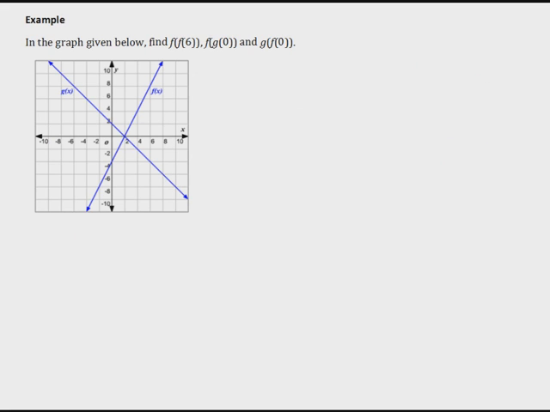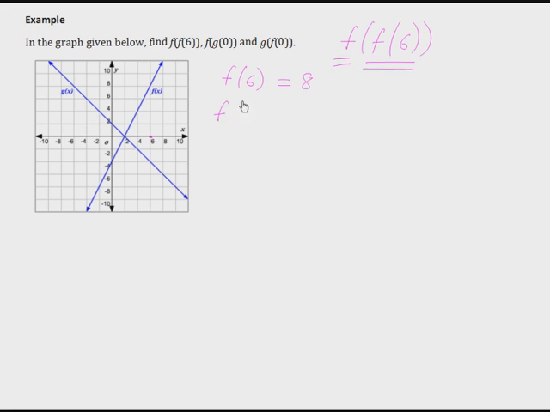In the graph given below, find f of f of 6. Okay, things are getting interesting. So how do I find f of f of 6? I first find f of 6 and then that's the input again to f. So let's just find f of 6 first. F of 6 means the x coordinate is 6, find the y coordinate. When the x coordinate is 6, I go up to the f graph, the y coordinate is 8. So f of 6 is 8. And I need to find f of this.